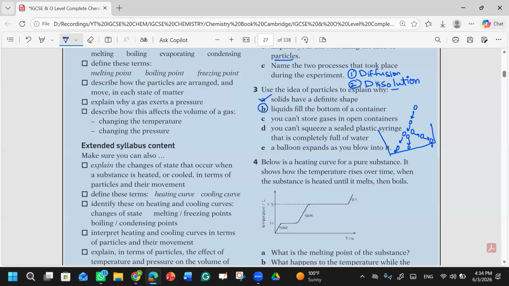Okay, now we have: you can't store gases in open containers. Why is this so? Because the particles are far apart from each other, and the gas will just go out of the container because the particles are far apart.